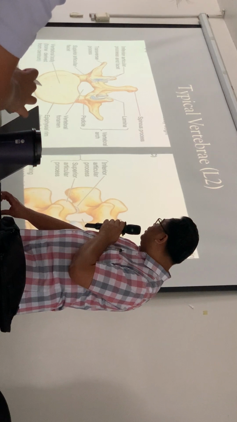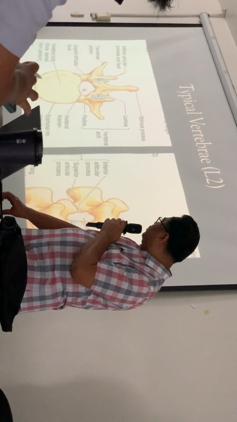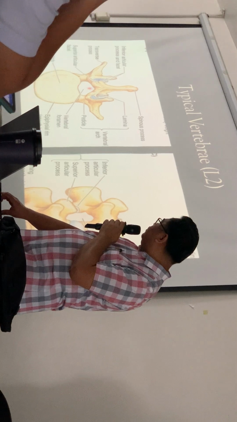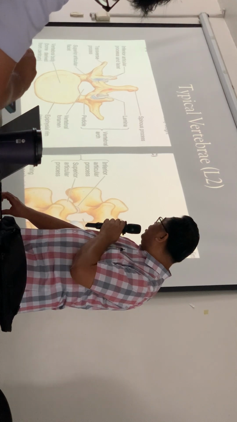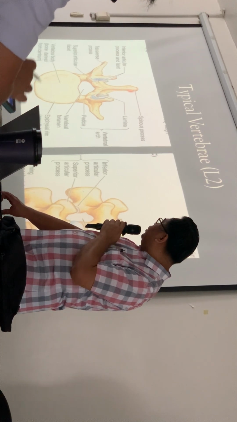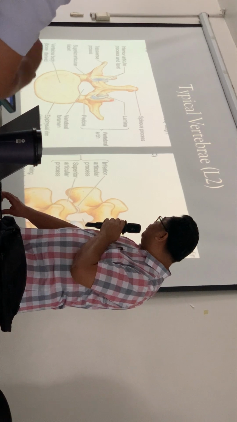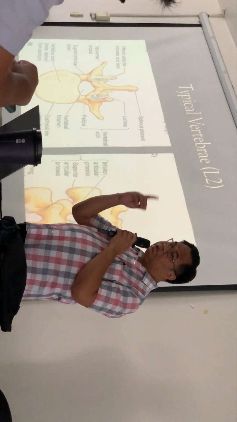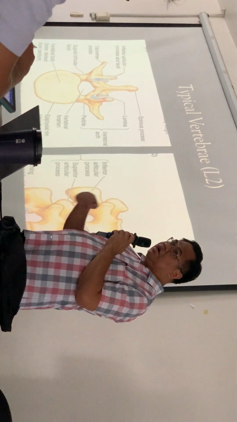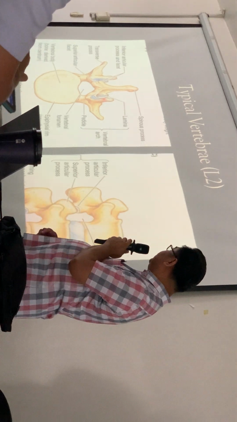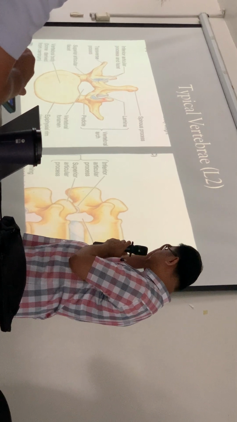And then you have the arch. The arch will protect the spinal cord here. And then from the arch, you have different processes. There's a process here going posteriorly, and then there's a process going laterally. And then we have articular processes which will articulate with the vertebra above, and we also have articular processes which will articulate with the vertebra below. So that's a typical lumbar vertebra.